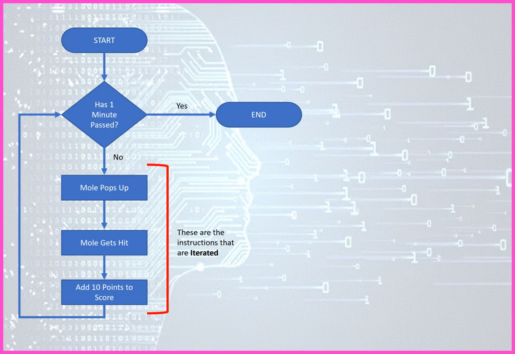Has 1 minute passed? No. Another mole pops up, the mole gets hit, we add 10 points to the score. It goes back to the start of the iteration. Has 1 minute passed again? No. Mole pops up, mole gets hit, add 10 points to the score. And these 3 steps just keep being repeated until finally we get to the start of the iteration and we check again. Has 1 minute passed? Yes. We've had a minute of play and the game ends.